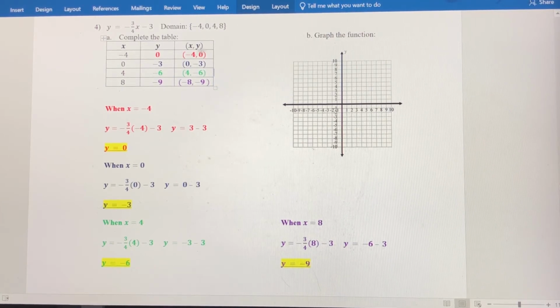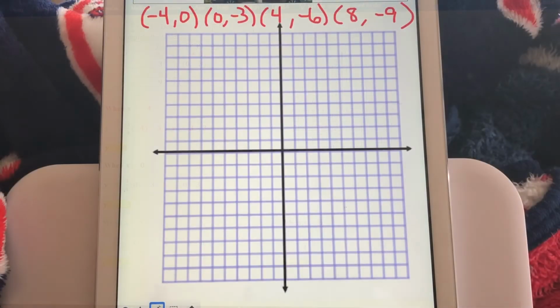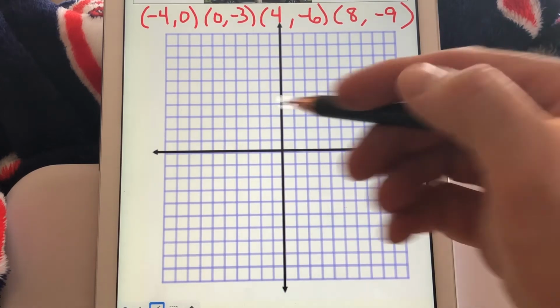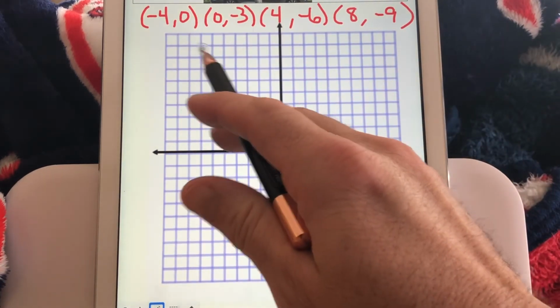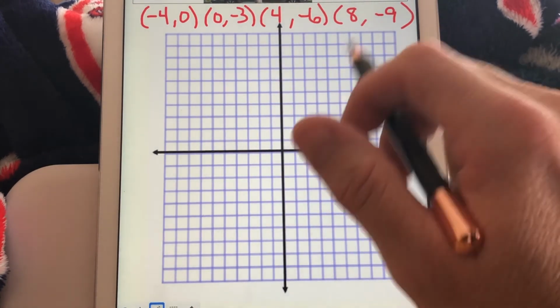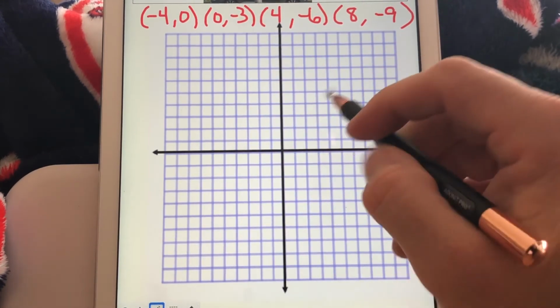Okay. So let's plot these 4 points so we can graph this function with the specified domain. So the function in number 4 was y equals negative 3/4 x minus 3. The domain that was given to us was negative 4, 0, 4, and 8. Okay. When we evaluated the function for those 4 x values, we got these ordered pairs. Negative 4, 0; 0, negative 3; 4, negative 6; and 8, negative 9. Okay. So let's plot those points.